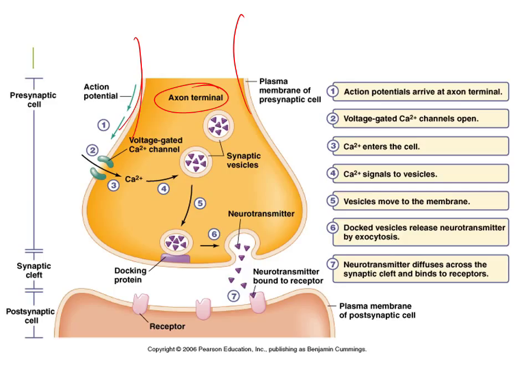Number 2, here coming into it, we've got calcium. So the positive calcium channels open, calcium enters the cell, and it's going to signal these synaptic vesicles. And these synaptic vesicles contain the chemical message. So it signals the vesicles. These vesicles then move to the membrane. So that's step number 5. They then dock to the actual cell membrane, and then via exocytosis, those chemicals are released into the synapse. So you've got your synaptic cleft.